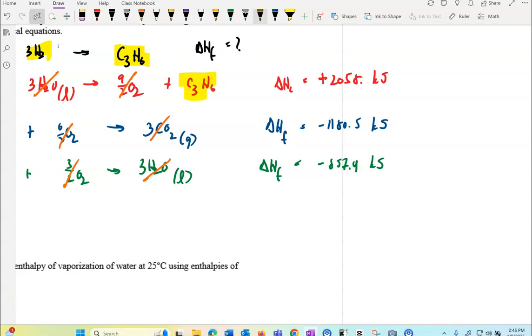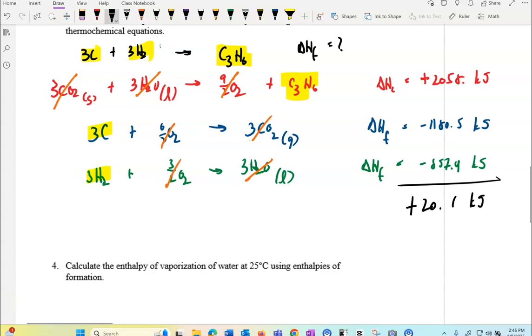So what we're going to do is add all of these up. We're going to say positive 2058. We're going to add to that negative 1180.5. We're going to add to that negative 857.4. And we get a barely exothermic number of positive 20.1.